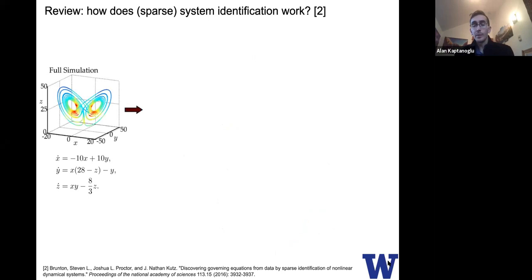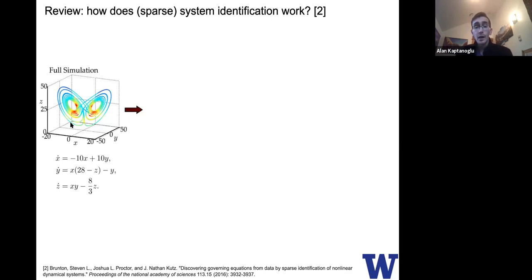Before showing how we build that in, let's just briefly review how sparse system identification works. I'm going to be talking about a specific system identification method called SINDy. This is based off my advisor Steve Brunton's 2016 paper. Many of you have probably already seen this before.